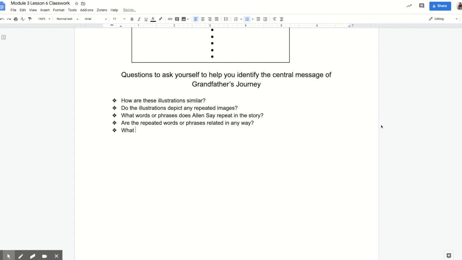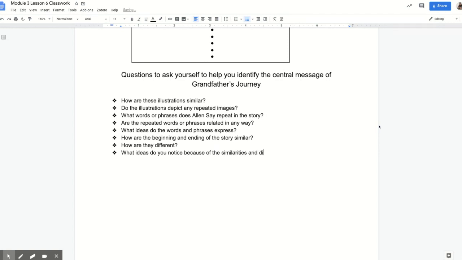And again, these are not questions that you need to answer. These are just questions I want you to think about as you are figuring out what the central message is. What ideas do the words and phrases express? How are the beginning and ending of the story similar? How are they different? What ideas do you notice because of the similarities and differences? What do you notice about grandfather at the beginning of the story? How is grandfather the same or different at the end of the story?